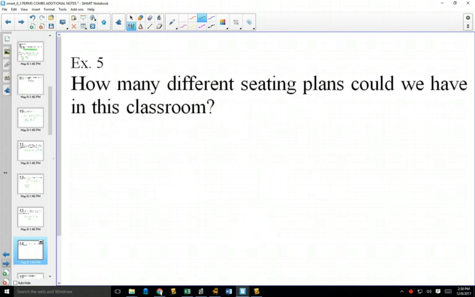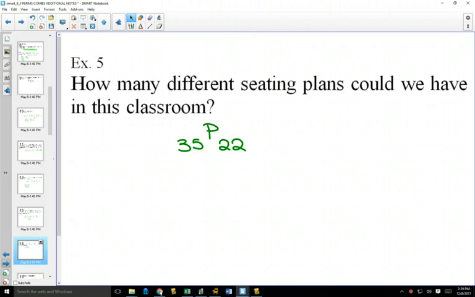How many different seating plans? Right now I have 1, 2, 3, 4, 5, 6, 7 rows, 35 desks, and how many people are here? 8, 12, 16, 22 people are here. So 22 decisions would need to be made for a seating plan in here. This is a place where the formula is nice, because we would have 22 decisions and there's 35 desks to choose from. This is a huge number.